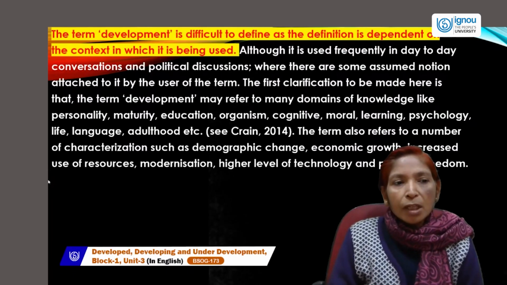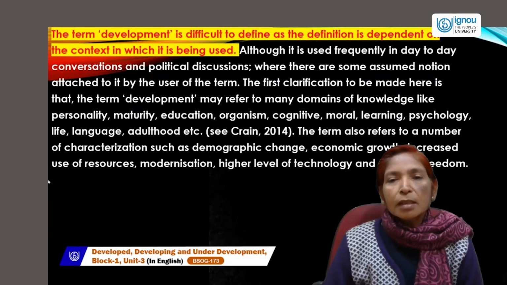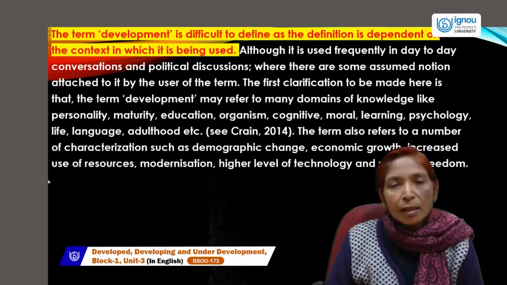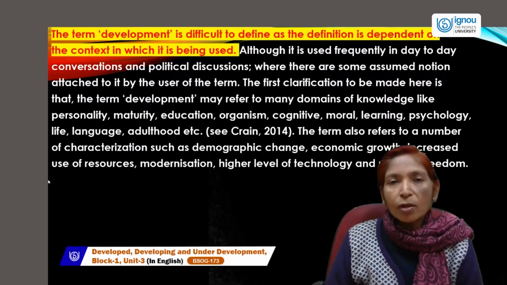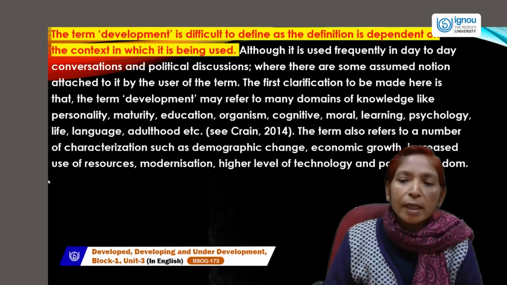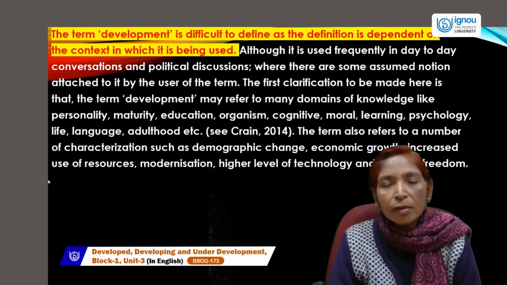If we want to define this concept, development includes lots of characterizations like demographic change, if population is less in a country, economy is growing, and the increased use of resources, we are fully utilizing all the available resources and optimally using all the available resources. Modernization is going on, we are using modern, advanced technologies, and politically our economy is free and political freedom exists, then we can say that the economy is developed or is going on the path of development.